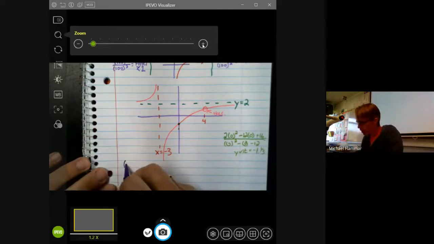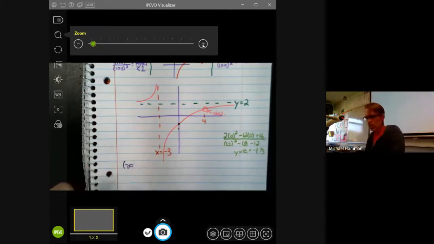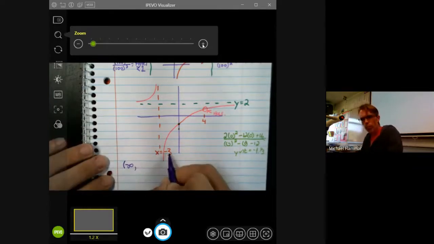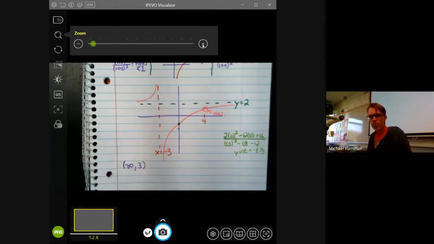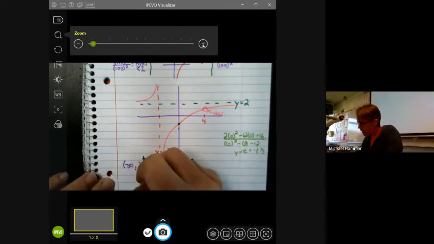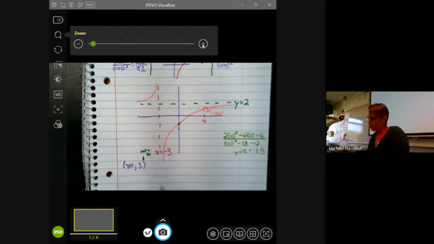Now remember, this part starts way over here at -infinity. And we're going to get all the way up to x equals -3. Now notice I'm using parentheses, okay? These parentheses mean not equal to. So we're going to go all the way up to -3, but x cannot equal -3, okay?